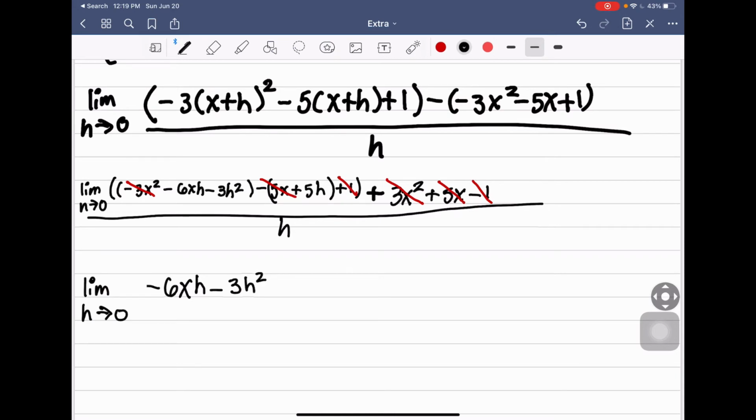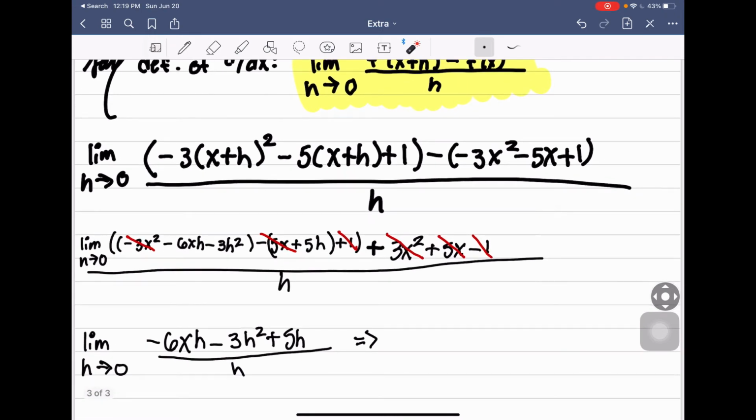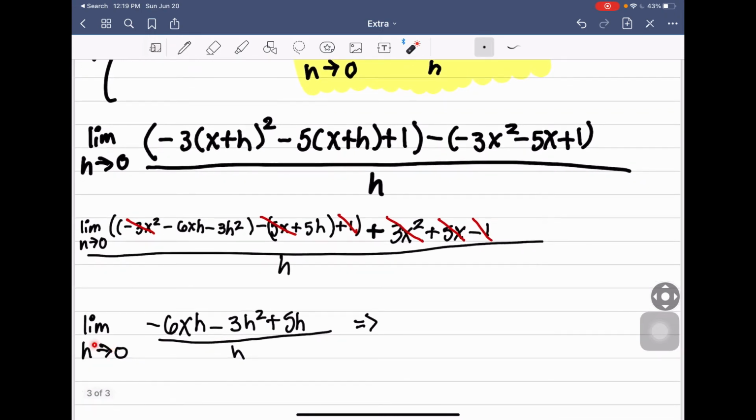Okay, sorry. So 3h squared and plus 5h. And then those are all the variables that we still have, all over h. Okay, let's continue. So what can we do to get rid of the h in the denominator? This has been our whole goal, to get that h out of the denominator so we can sub in our 0 into here.